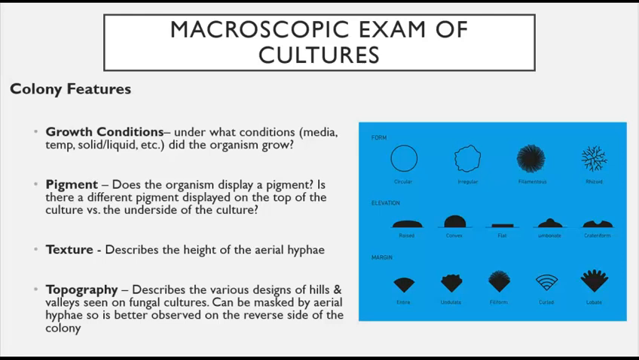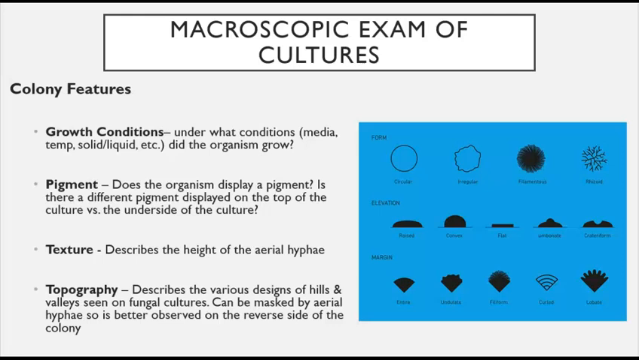When we're examining our fungal cultures macroscopically with the naked eye, we need to look at colony features. We need to make note of growth conditions. Under what growth conditions did the organism grow? What media? What temperature? Was it solid? Was it liquid? Did it have pigmentation? Is there a different pigment displayed on the top of the culture versus the underside of the culture? So you have to look at the bottom of the culture plate. That's something maybe you didn't do in micro that you do have to do in mycology.